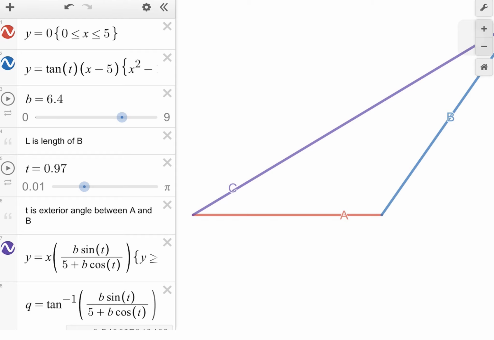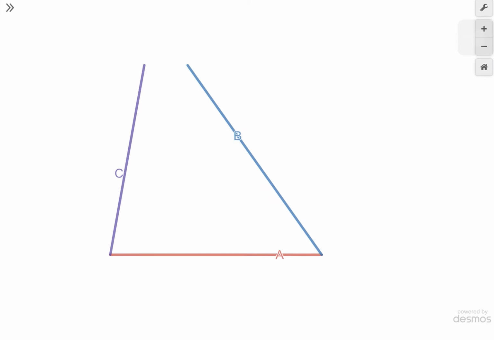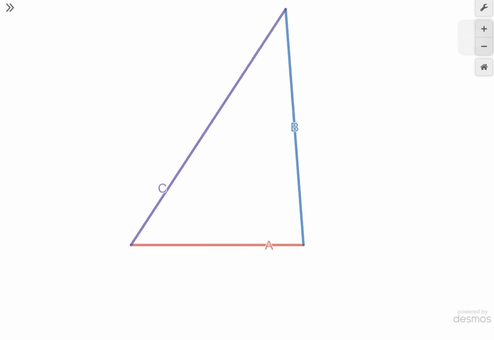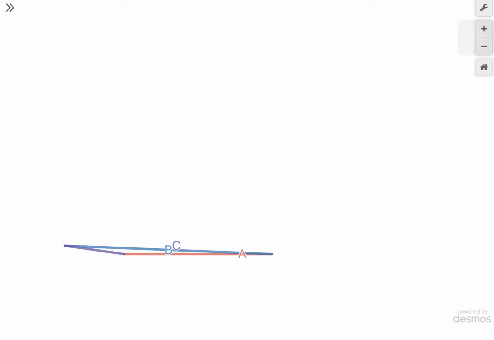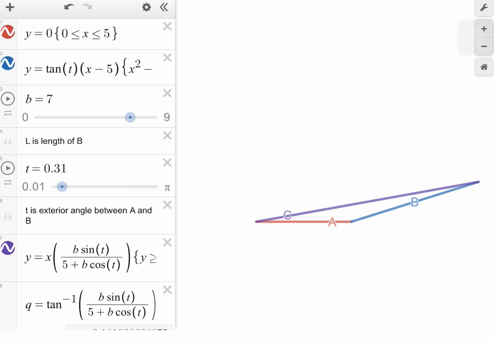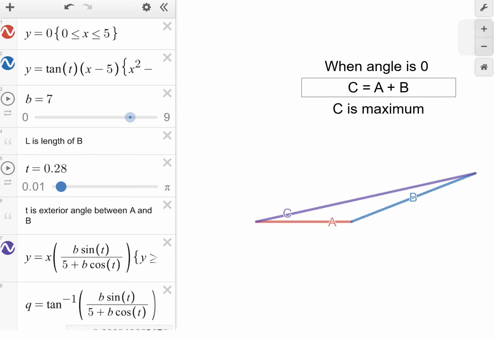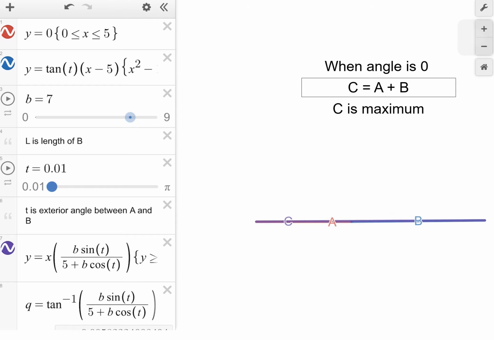In this graph, I have kept the magnitude of A equal to 5, and I can change the magnitude of B. So let's make it equal to, let's say, 7. Okay. Now let's play the animation again. So again, you can see as I change the angle, the magnitude of vector C is changing. Let's pause the animation. When the angle between A and B is 0, that is A and B are in the same direction, again we observe that the magnitude of vector C is equal to the sum of A and B, that is C is equal to A plus B.